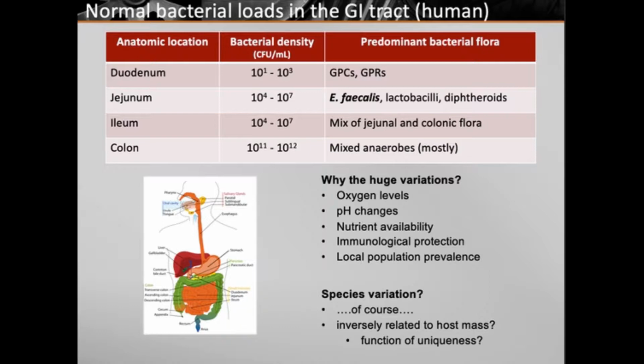And there is a very different predominance as to what bacteria live where, depending on where you are. So you start off with gram-positive cocci and rods, you get streptococci and things like that. And as you go down, then you start to get Enterococcus in the jejunum, stretching into the ileum, to lactococci and some other bugs. And by the time you get to the colon, it's mostly anaerobes, okay? Bacteroides and things like that. So why is that different?